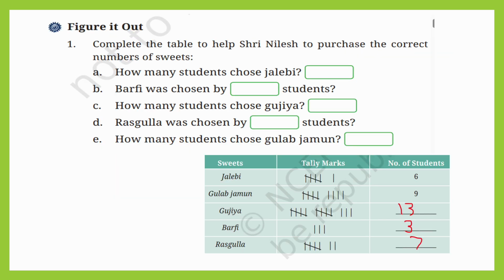Complete the table to help Sri Nilesh to purchase the correct number of sweets. We have the table here. How many students chose jalebi? 6 students. Barfi was chosen by how many students? Only 3 students. How many students chose gujia? 13 students. Rasgulla was chosen by how many students? 7 students. How many students chose gulab jamun? 9 students.